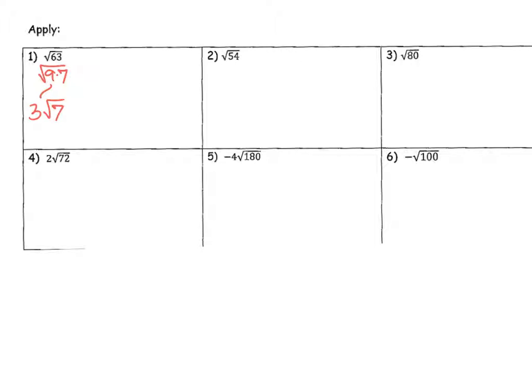Okay, number 2, 54. 9 times 6. Cool. What number do you take out? 9 comes out as a 3, and I still have my rad 6 all alone in there.